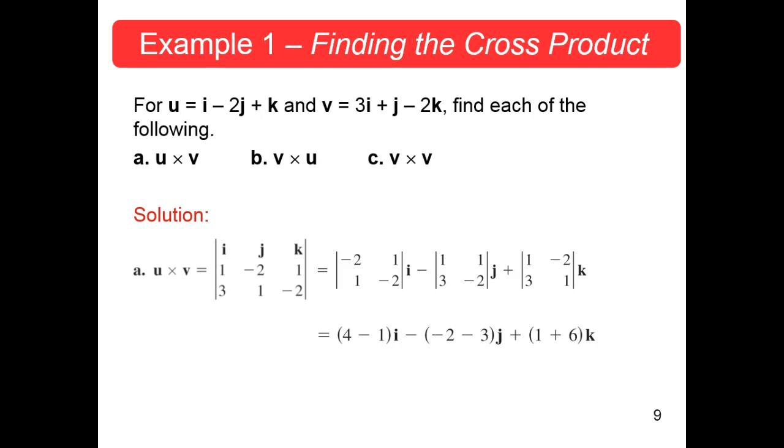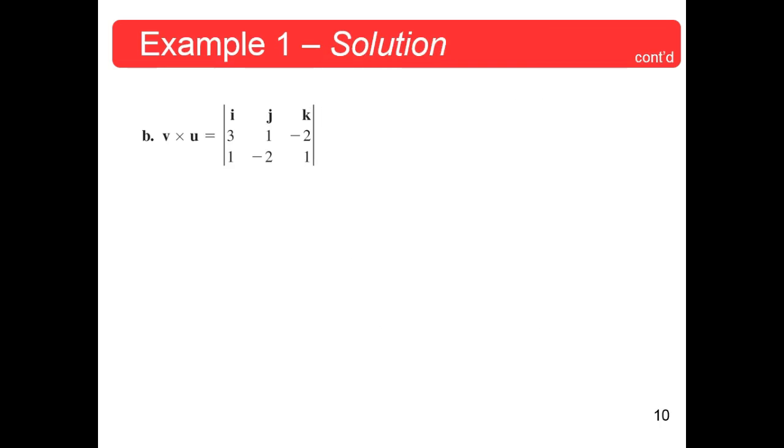So 4 minus 1 i minus a negative 2 minus 3 j plus a 1 minus 6 k. So that's 1 plus 6k. So that gives you 3i minus a minus 5, which is plus 5j, plus 7k, which is exactly what we got the last time and previous time here. Okay.